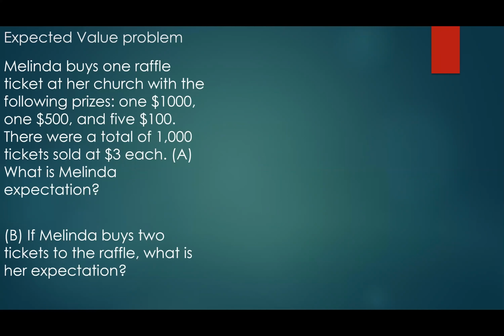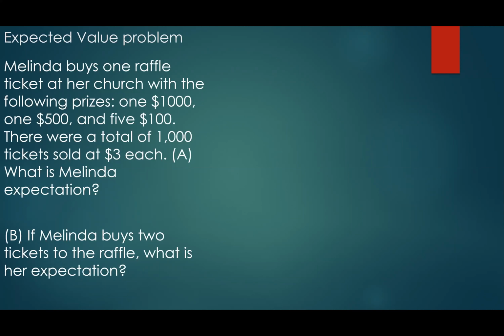This is the story. Melinda buys 1 raffle ticket at her church with the following prizes. They say, oh, we have this raffle ticket. There will be 1 prize winning $1,000, 1 prize winning $500, and 5 prizes winning $100, right? And before we can draw a winner, we need to sell 1,000 tickets. There are a total of 1,000 tickets sold at $3 a piece. So if you look at this, you say, oh, that's a good investment.